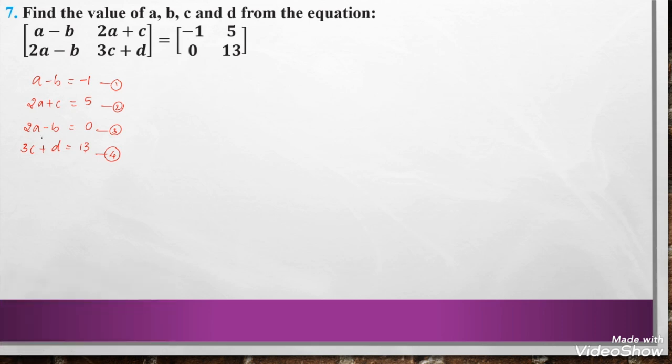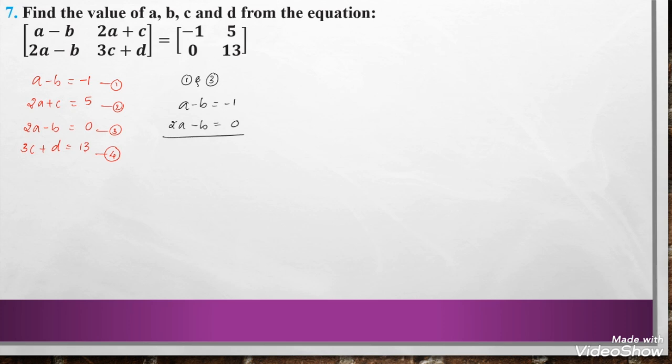First, I have to consider the equation A minus B. Here also A minus B. So, I will consider first and third equations, that is a minus b is equal to minus 1, then 2a minus b is equal to 0. Here minus b. Okay. Now there are two equations.